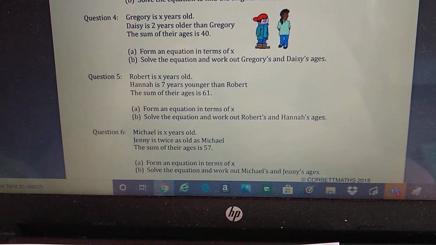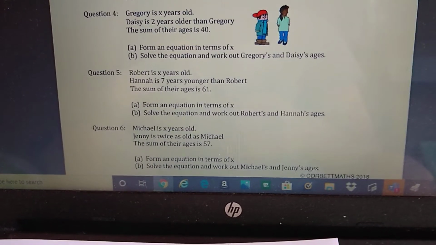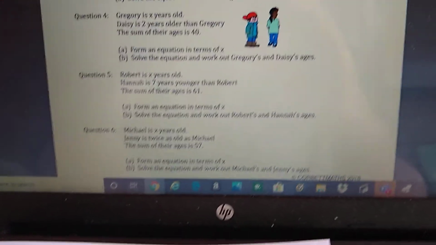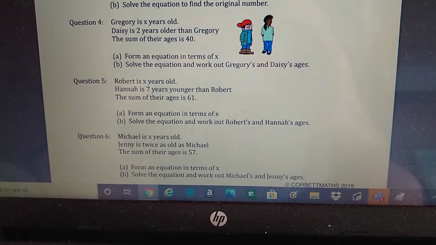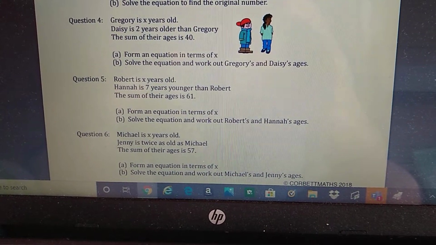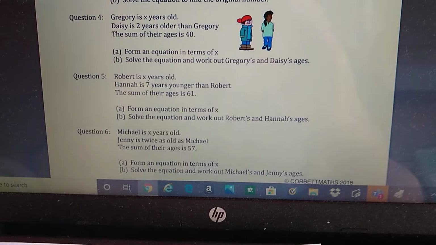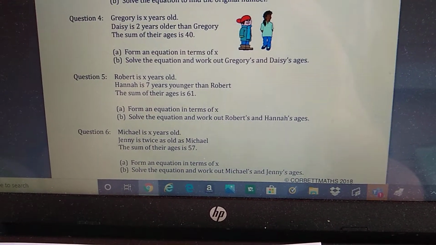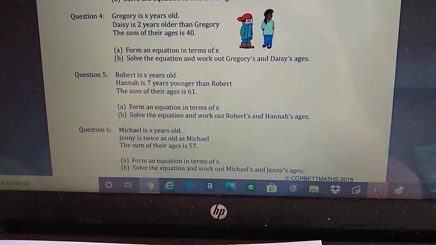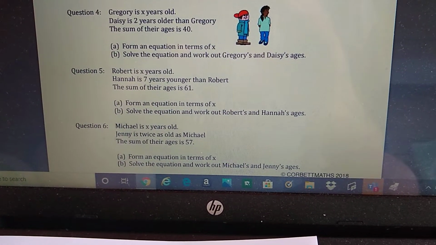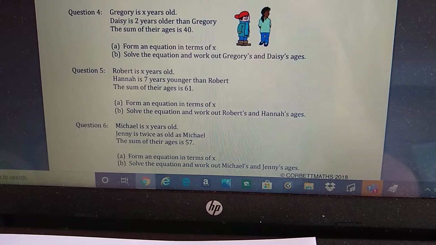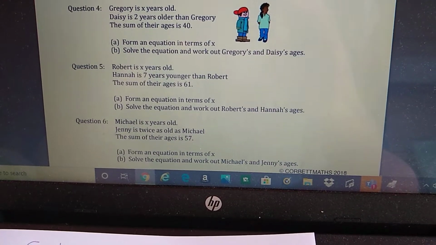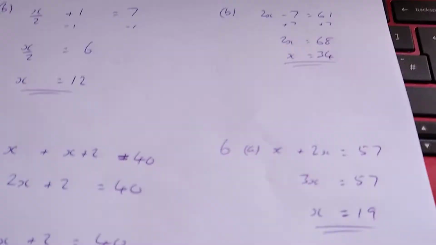Question 4. Gregory is X years old. Daisy is 2 years older than Gregory. So again, for this one, I'm going to pick some numbers. If Gregory was 29, Daisy would be 29 plus 2. If Gregory was 43, Daisy would be 43 plus 2. If Gregory was 7, Daisy would be 7 plus 2. Now Gregory's X years old, so Daisy is X plus 2 years old.